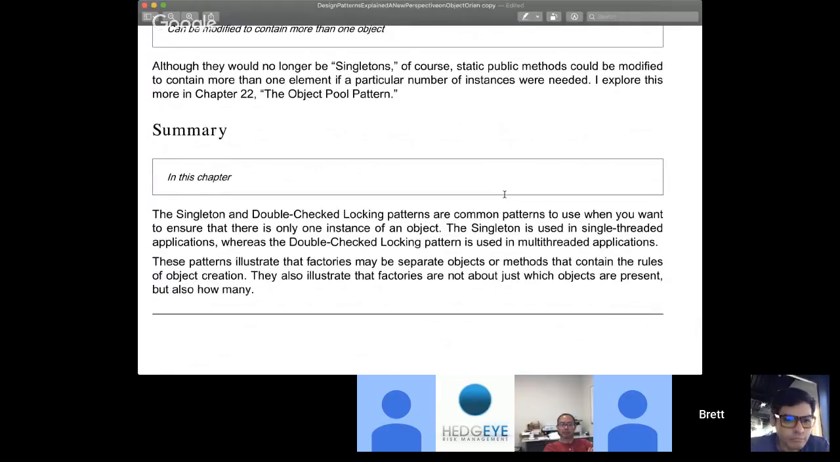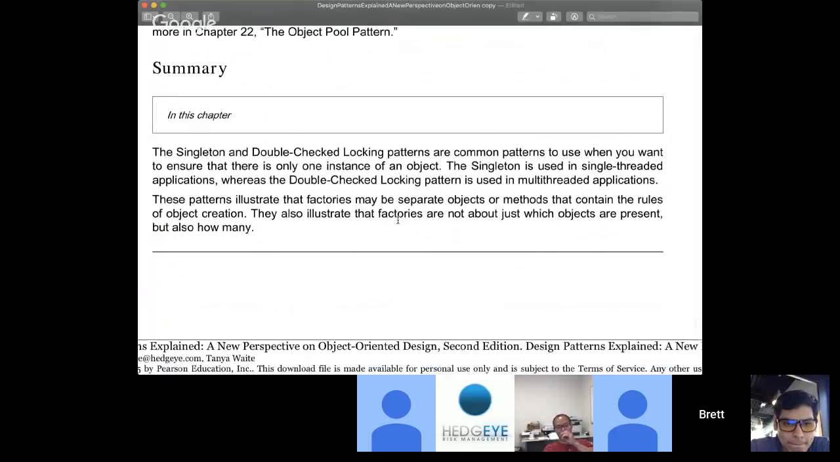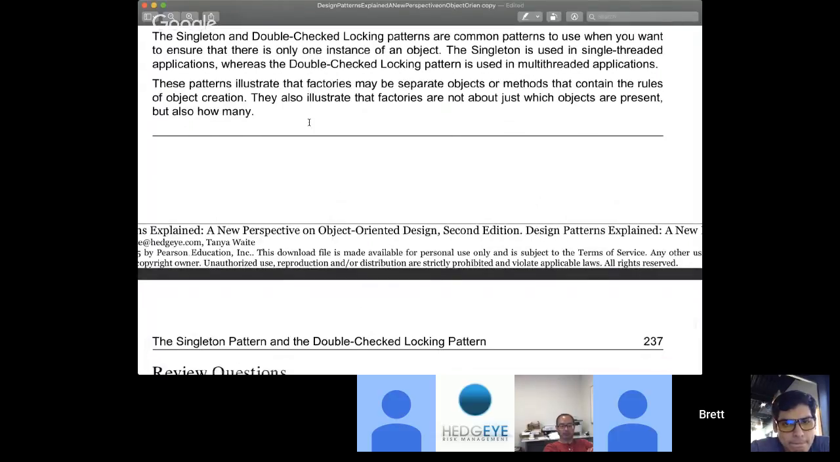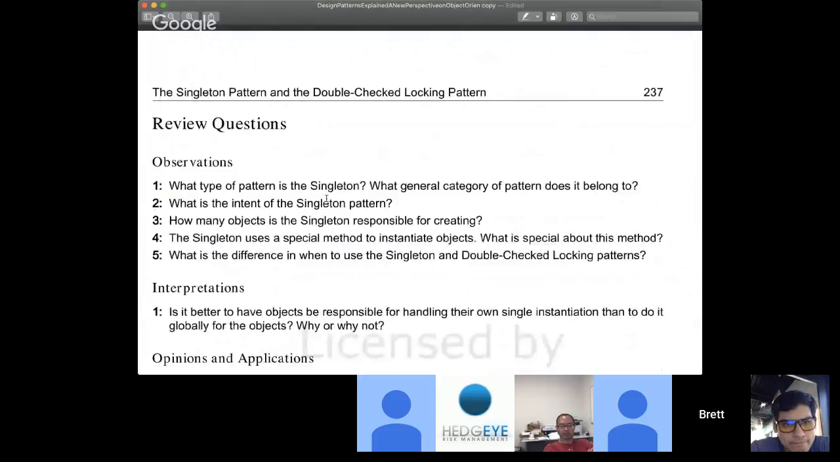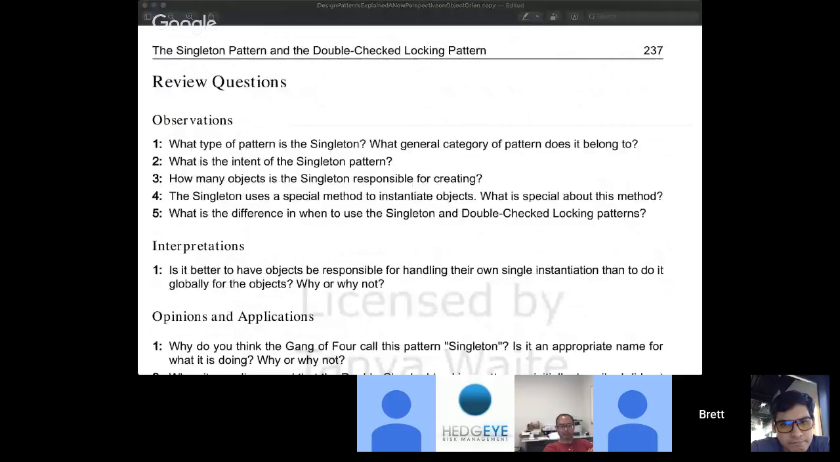All right. The common patterns. I think most of us probably use singleton in JavaScript. And some talk about factories, but I skipped over factories. Review questions. Anyone have any desire to answer these?